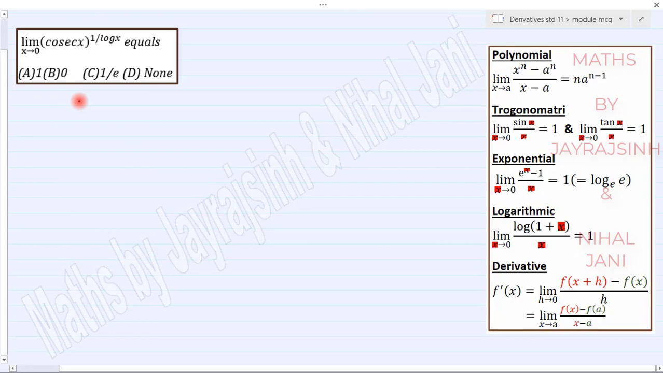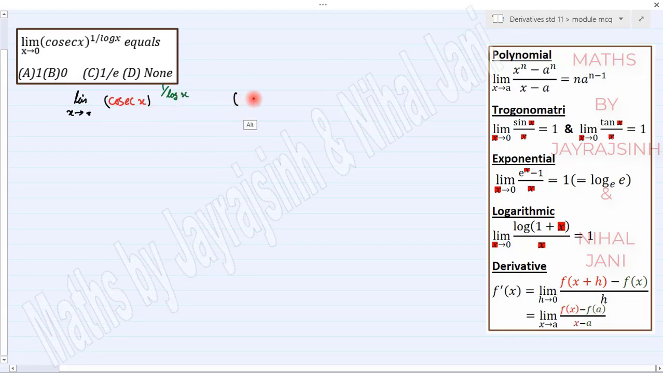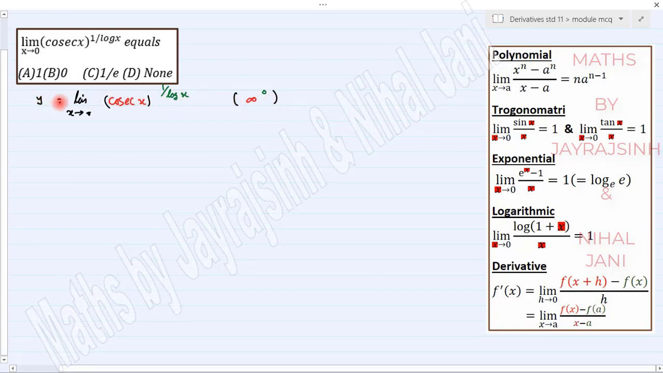In this question, we have limit x tends to 0, cosec x raised to 1 upon log x. So let's check the form. Cosec 0 is infinite and log 0 is also infinite. So infinite raised to 0. To solve this kind of a question, we have to assume question is equal to y and take log on both sides.